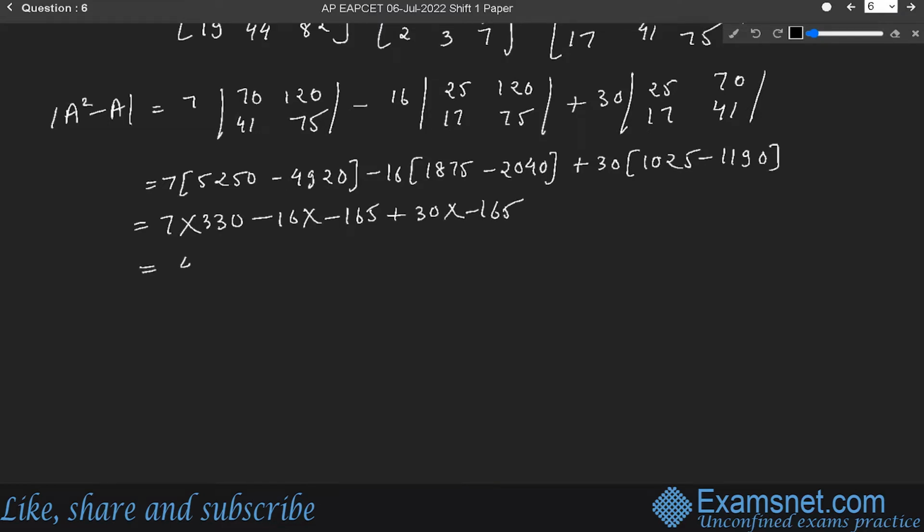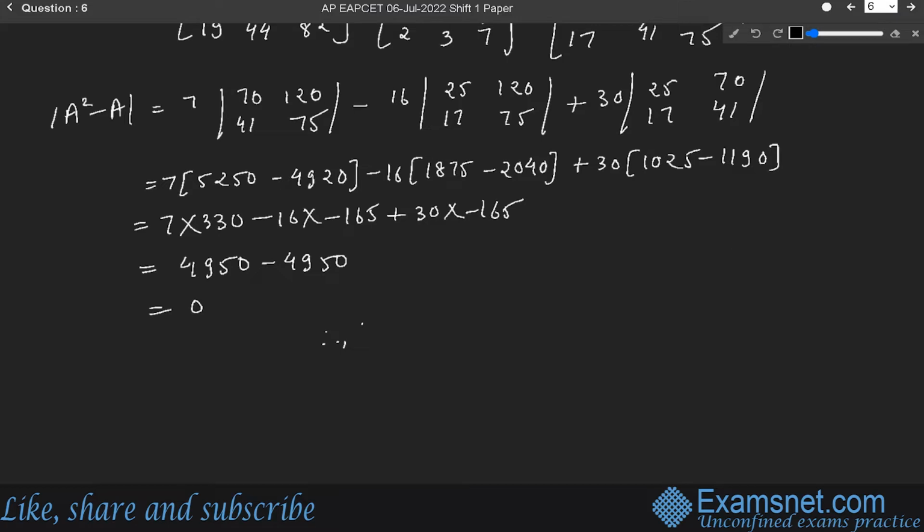So it will be 4950 minus 4950, which is equal to 0. So therefore, we can say that the determinant of A square minus A is equal to 0.